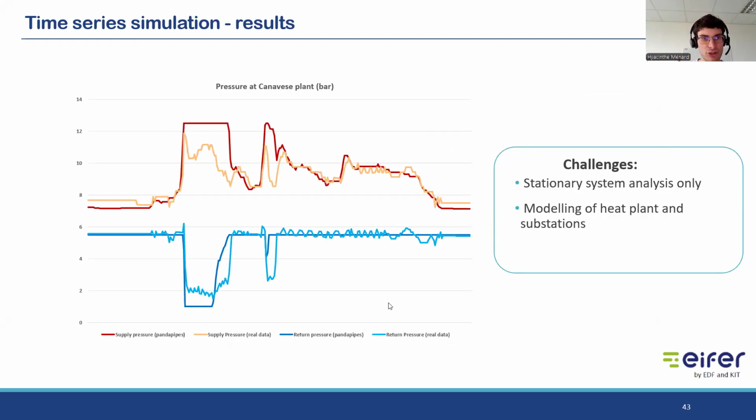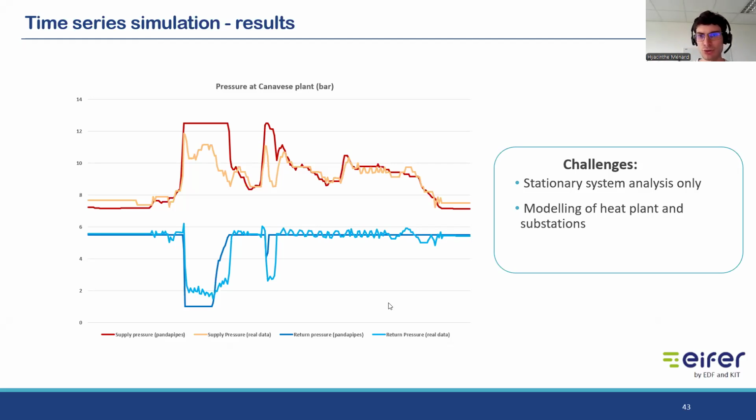And finally, I will show the pressure, both the supply pressure and the return pressure at the plants. You can see it follows pretty well. In the red, we have the feed supply pressure. We have some differences, especially at the time where the demand is the highest, which shows that there are still some differences between my model of the network and the real data.